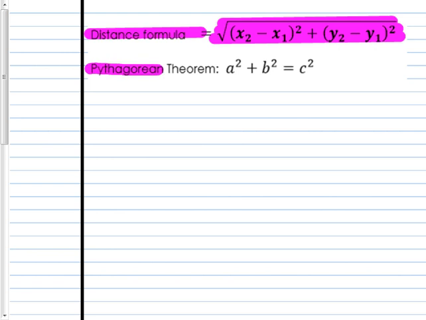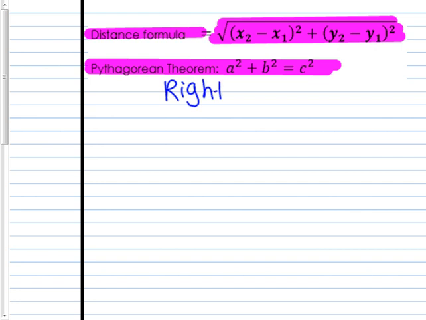Secondly, the Pythagorean theorem is a squared plus b squared equals c squared. And the Pythagorean theorem is for when we have right triangles, okay? And if we are looking for the length of something on a coordinate plane, we can use the Pythagorean theorem often instead of the distance formula, okay? But we have to have the picture on a coordinate plane.